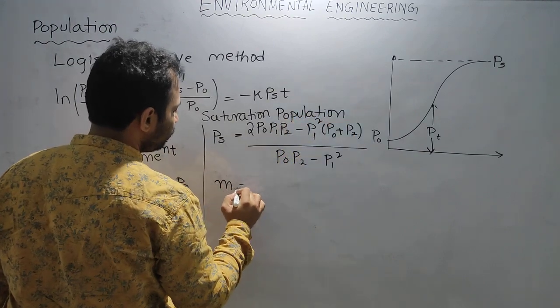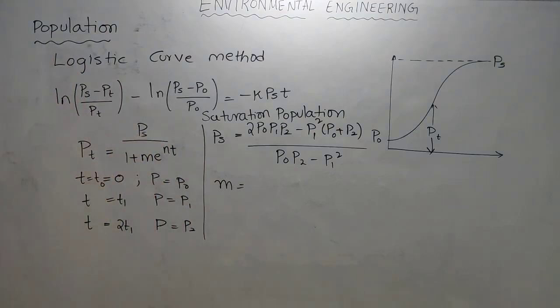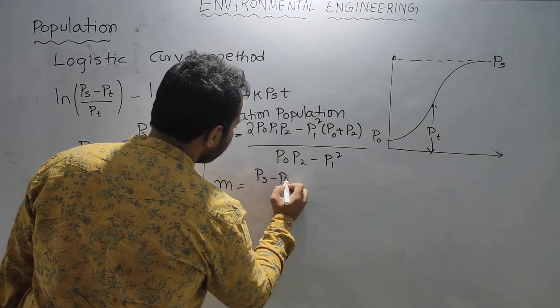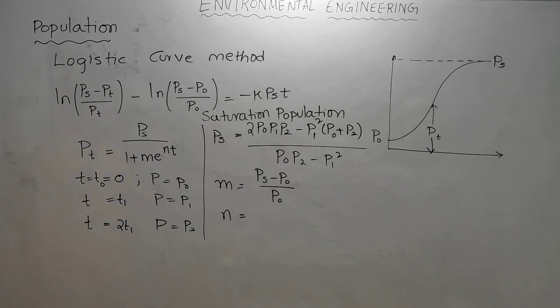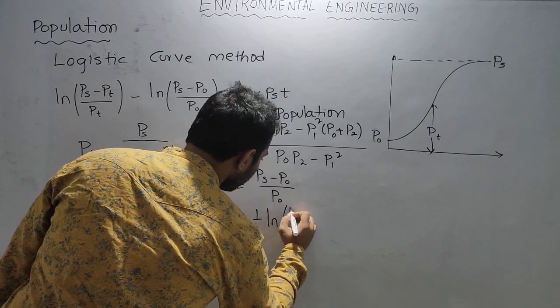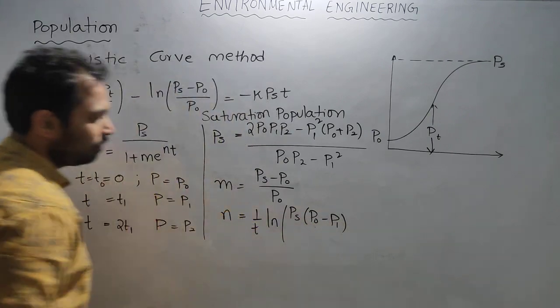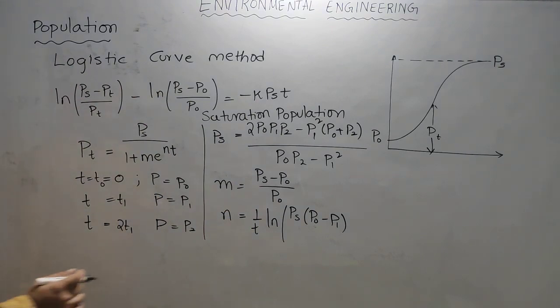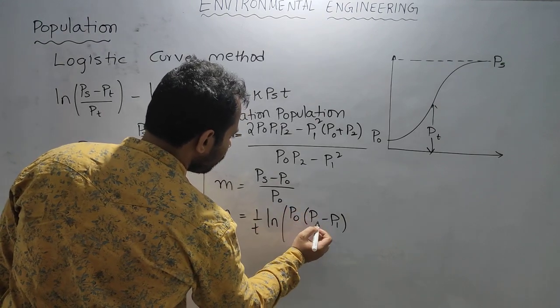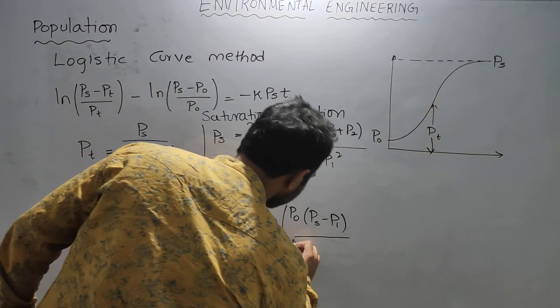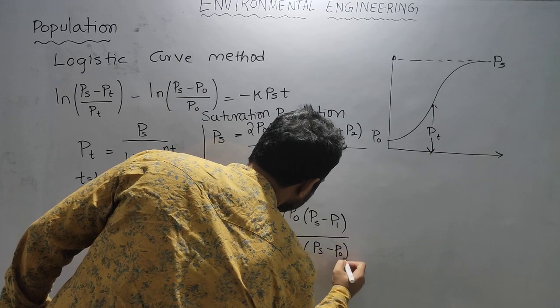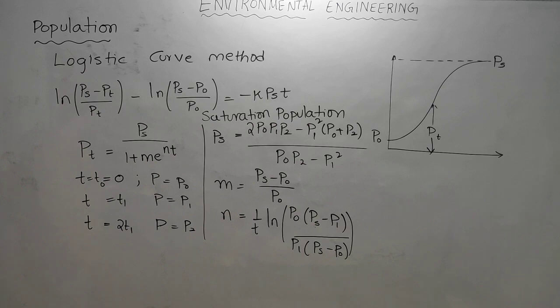Now we got PS, we need M and N. M is equal to (PS minus P0) by P0, and N is equal to 1 by T1 into ln of (P0 into (PS minus P1)) by (P1 into (PS minus P0)). So this is the value of N.